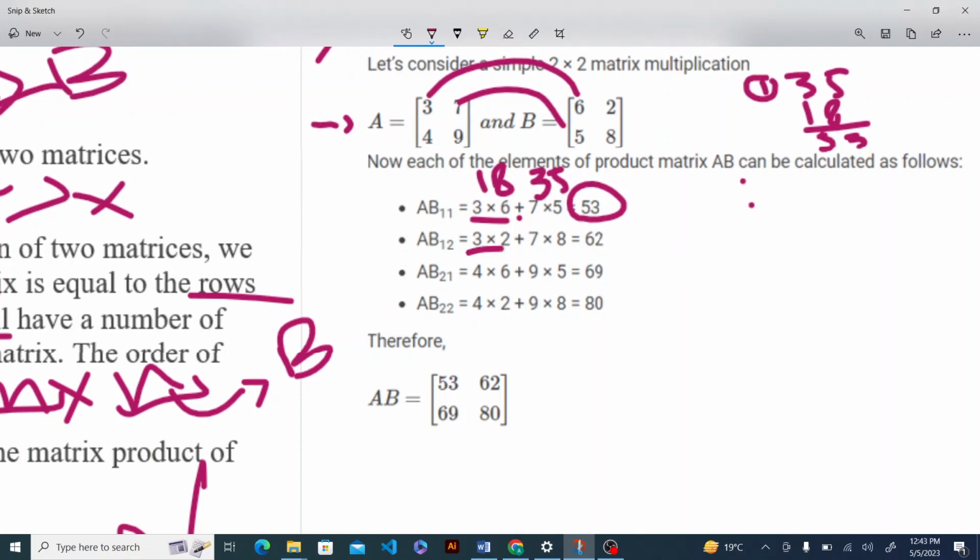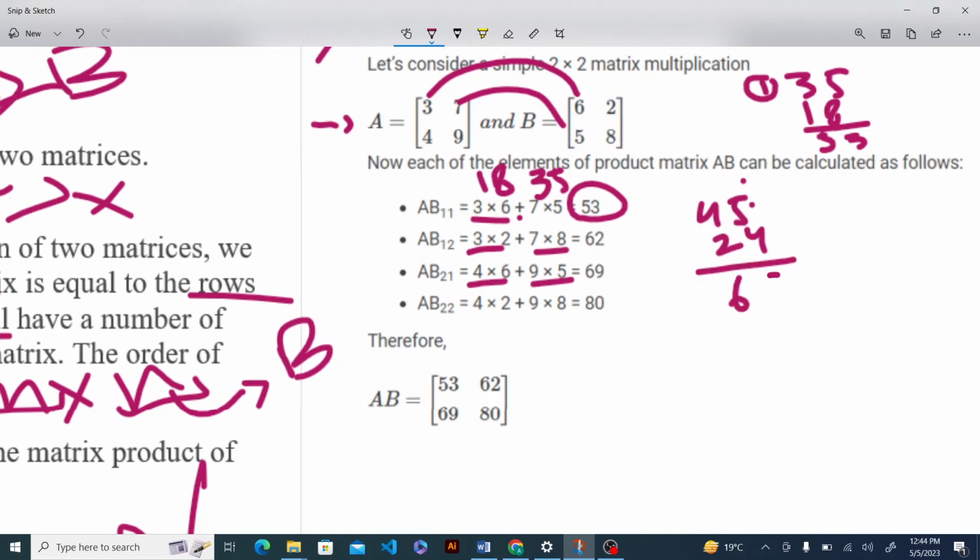The same way, 3 2 the 6 plus 7 8 the 56. 56 plus 8 is 62. 6 4 the 24 plus 9 5 the 45. So 45 and 24 will lead to what? 69. This one 62. 4 2 the 8 plus 9 8 the 72, plus 72 will be added up, and it will be 80.